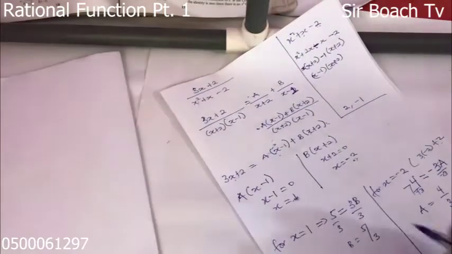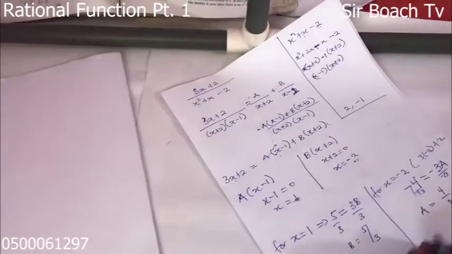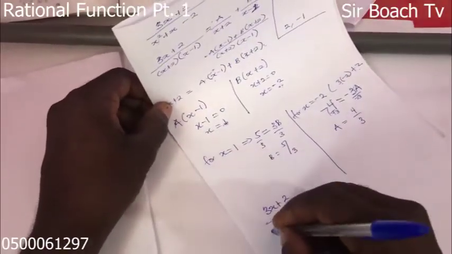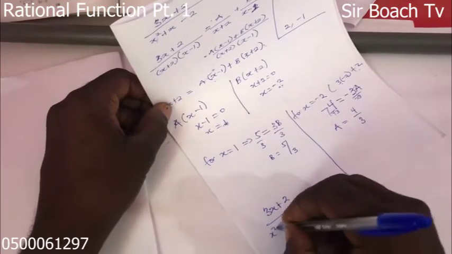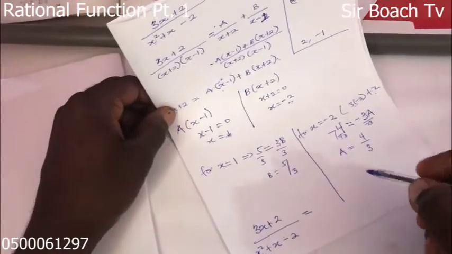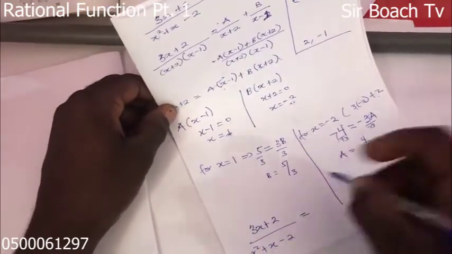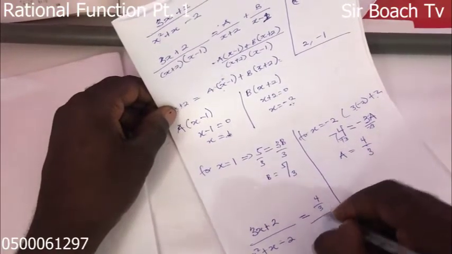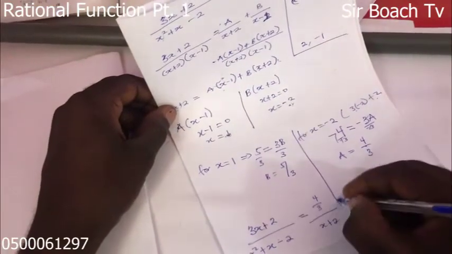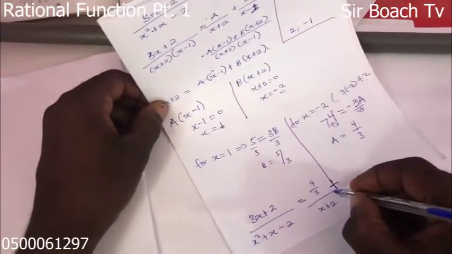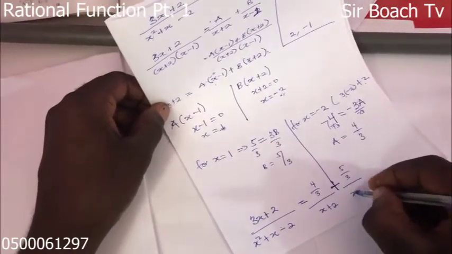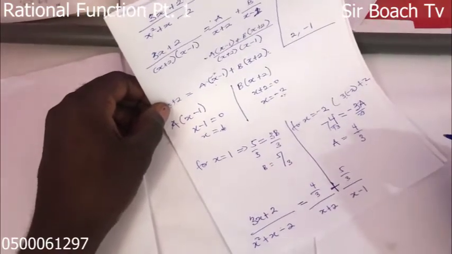So this is how we write it. We write the equation. So we have 3x plus 2 over x squared plus x minus 2 is equal to the a. This is the a. So it is 4 over 3 over x plus 2. Then plus the b, which is 5 over 3 over x minus 1. That's all. That's your final answer.